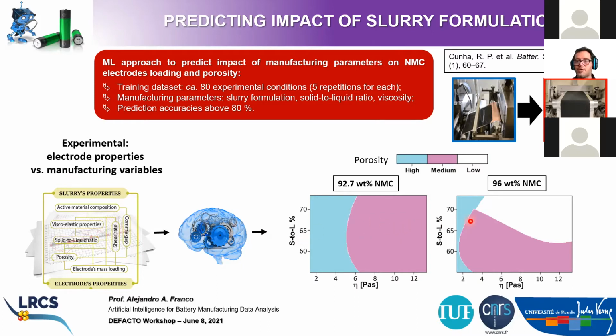In this graph, you see, for example, the influence of the formulation of your slurry, the solid to liquid ratio and the viscosity, on the porosity that you expect after drying the slurry. Each color here corresponds to a different class of porosity. Low porosity is in white, medium is in pink, and high is in blue.